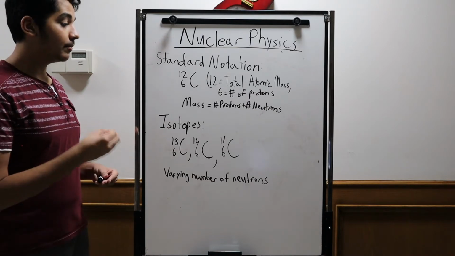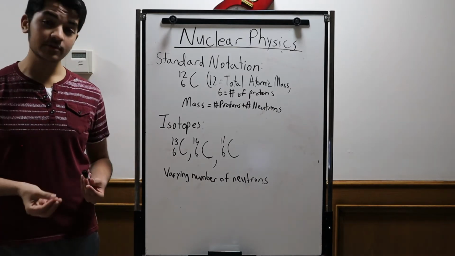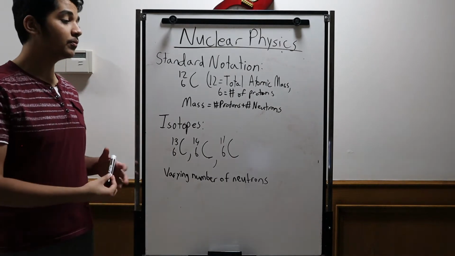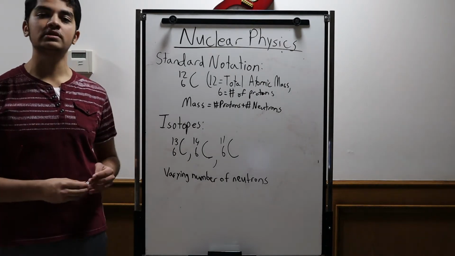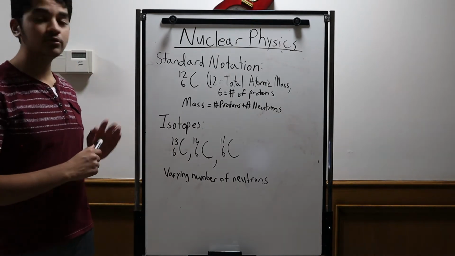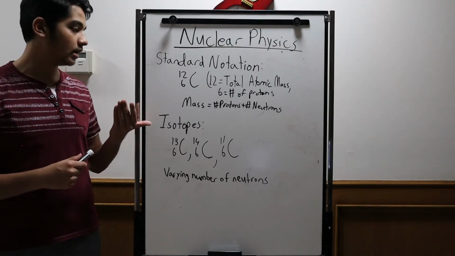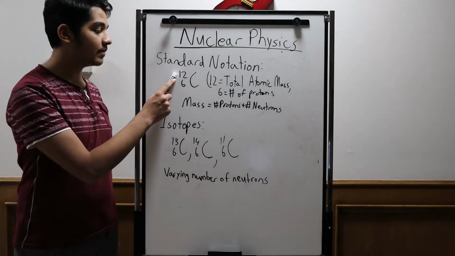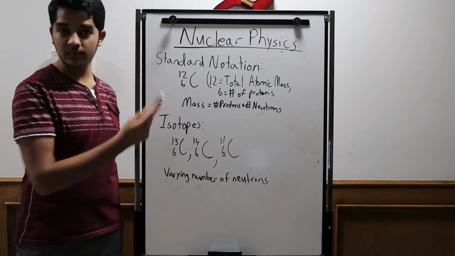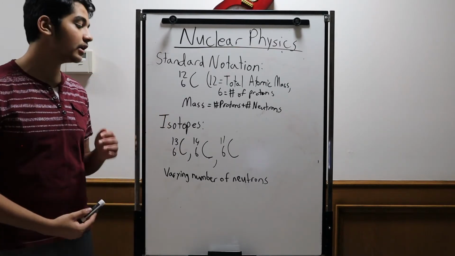So the mass number, we know from chemistry, is the number of protons plus the number of neutrons. So in a question, if you were asked how many neutrons are in this atom, then you just subtract the number of protons from the atomic mass number, and you get the number of neutrons from there.